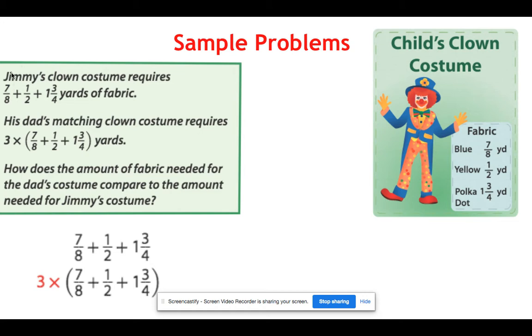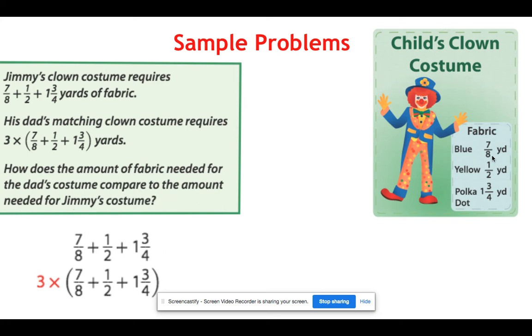So the problem reads: Jimmy's clown costume requires 7/8 plus 1/2 plus 1 3/4 yards of fabric. His dad's matching clown costume requires 3 times 7/8 plus 1/2 plus 1 3/4 yards. How does the amount of fabric needed for the dad's costume compare to the amount needed for Jimmy's costume?